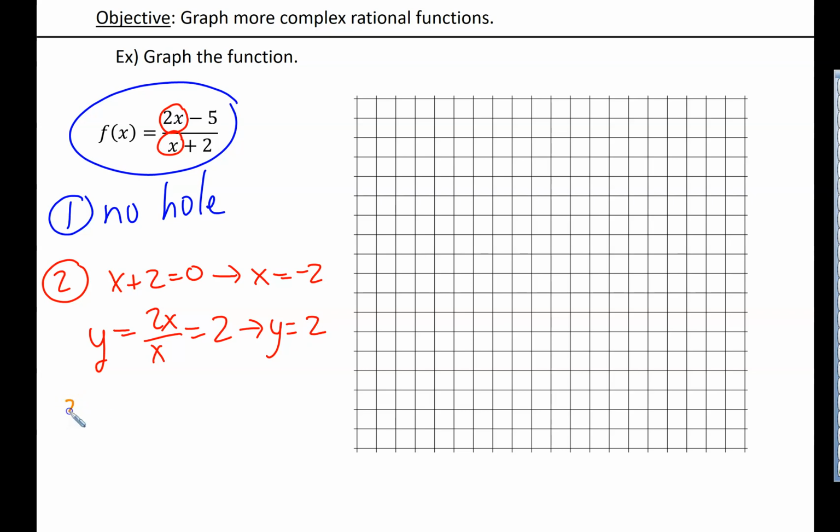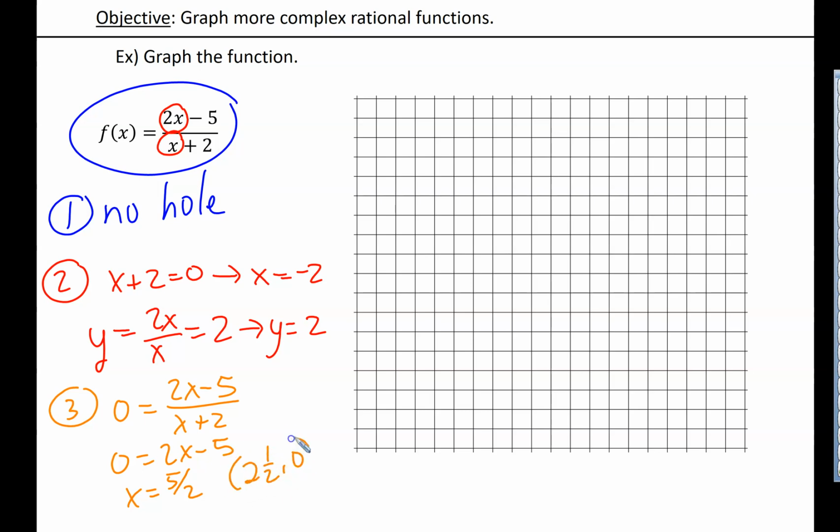Then I can look at the 0, which would give me 0 equals (2x minus 5) over (x plus 2). Multiplying by x plus 2 gives me 0 equals 2x minus 5. Adding and dividing gives me an x value of 5/2 or 2.5. So that gives me the point (2.5, 0).